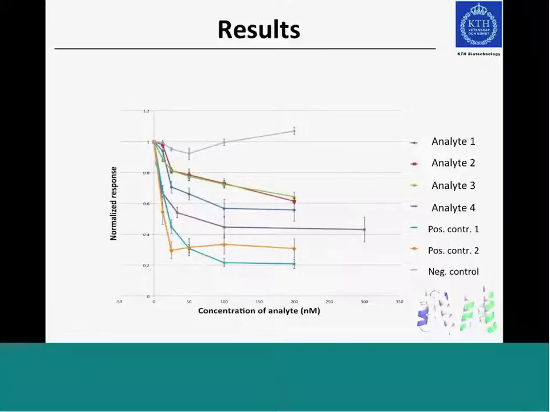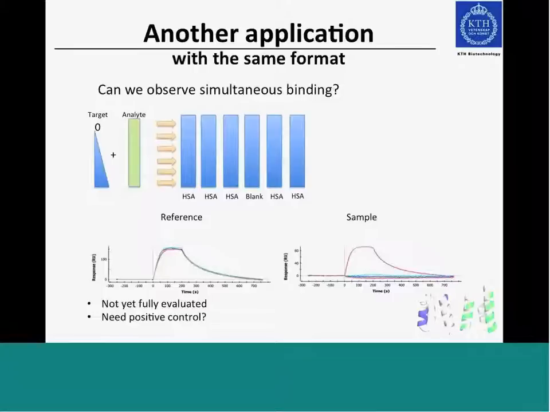So related to this, there are many applications you can still use, and this is one application example. We want to know, can we test for simultaneous binding? So can our analyte find the target and, for example, HSA in this case, simultaneously? In this example, we have HSA on the surface, and in the same way as before, you inject the analyte, which was the target in the last experiment. We inject the analyte in the same concentration, and we vary the target instead.